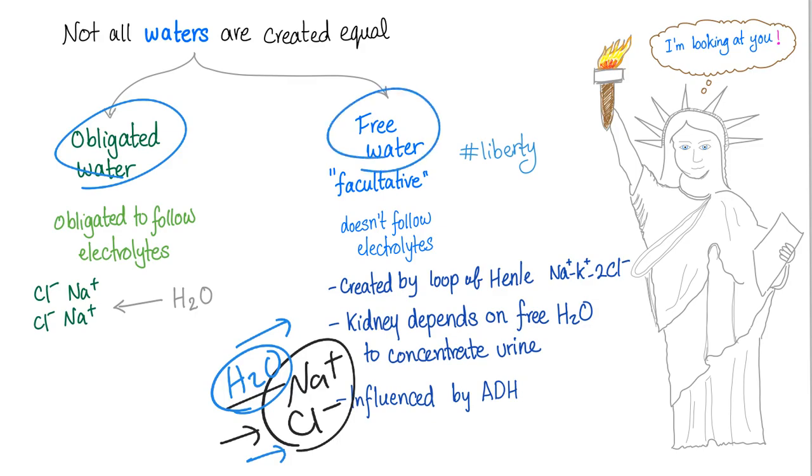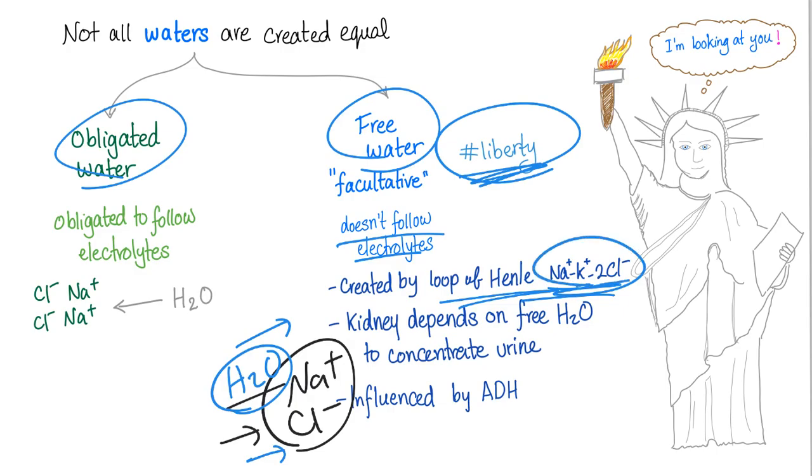There's another type of water called free water. It doesn't follow electrolytes. It's free. Created by the loop of Henle with this one sodium, one potassium, two chloride channel. If you remember your physiology, we had the loop of Henle, like this. And here we had a channel called 1 sodium, 1 potassium, 2 chloride. What did it do? It removed the electrolytes from the filtrate, leaving the water inside without electrolytes, because this segment of the loop of Henle is impermeable to water. So when you remove the electrolytes, you end up with free water in the tubule.